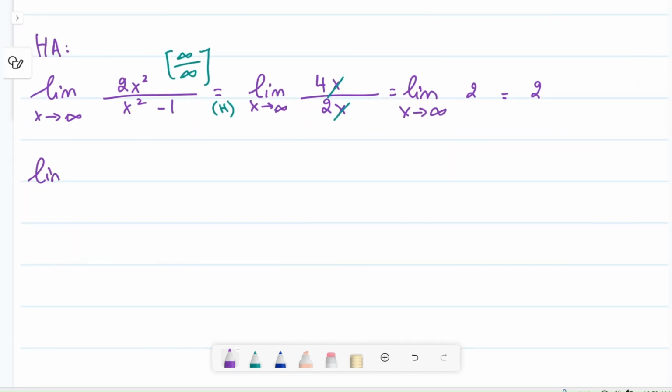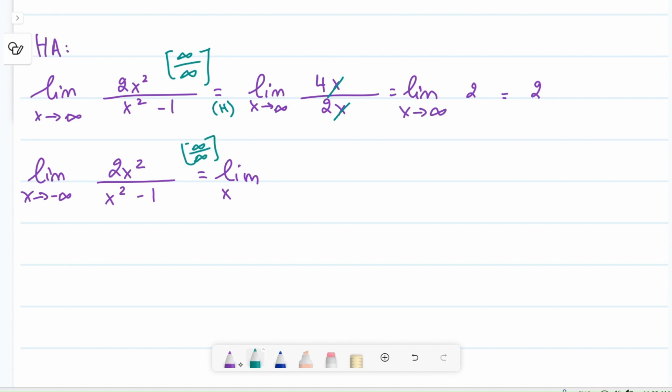Now let's do the same thing as x approaches negative infinity. Again, if we plug in, we will get infinity over infinity. So we can use L'Hopital's rule. You don't have to use L'Hopital's rule. So in fact, let's try another method and see that this still works. So let's try what we learned about before. So if we have infinity over infinity, we can factor the largest term.